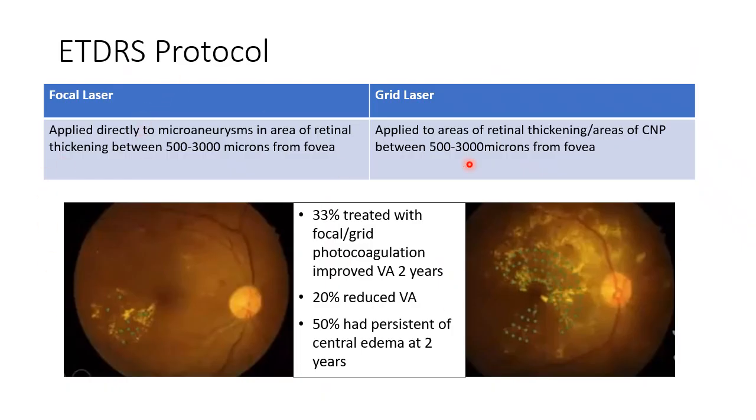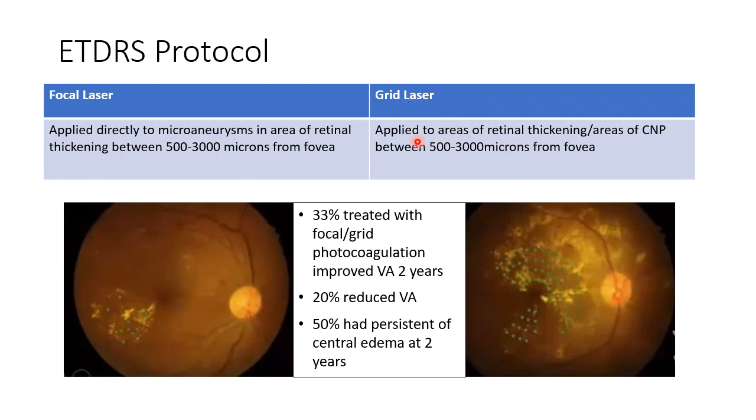Focal laser. Just a summary of the ETDRS protocol for lasers for diabetic macular edema. Focal laser is applied directly to microaneurysms in areas of retinal thickening between 500 to 3000 microns from the fovea. You see these tiny green dots over here, that's your focal laser. The yellow lesions are the hard exudates. Focal green laser spots have been given to these areas.